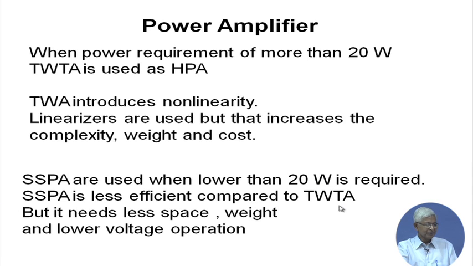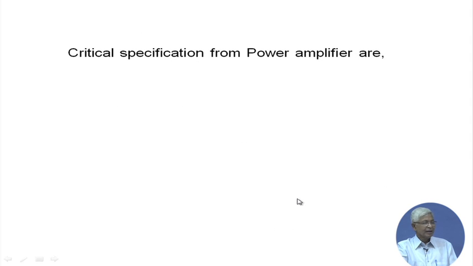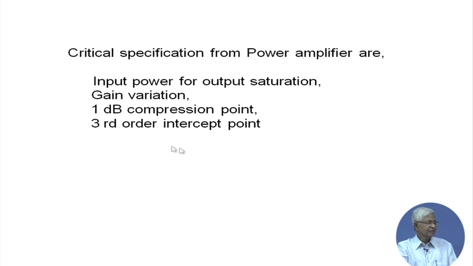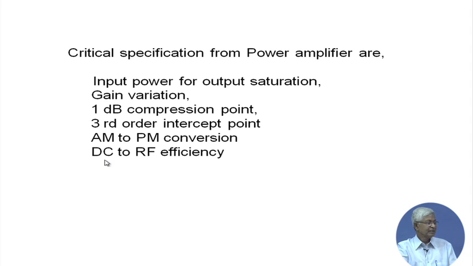SSPA is less efficient compared to the TWTA, that is, in conversion efficiency from DC to RF, but it needs less space and weight and lower voltage operation. So for lower power operation, SSPAs are preferred nowadays. Critical specifications of the power amplifier are the input power for output saturation, that is, how much input power will give output saturation, which defines the nonlinearity or 1 dB compression, gain variation, the 1 dB compression point, third order intercept point, amplitude modulation to phase modulation (AM to PM) conversion, which are also part of nonlinearity. We will discuss those things later. Also DC to RF conversion efficiency.